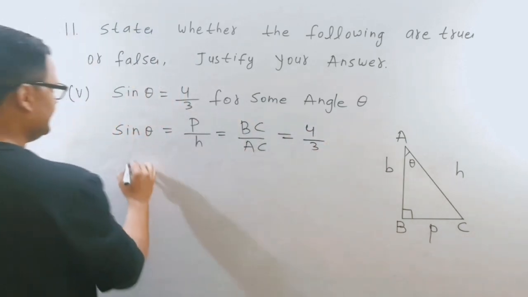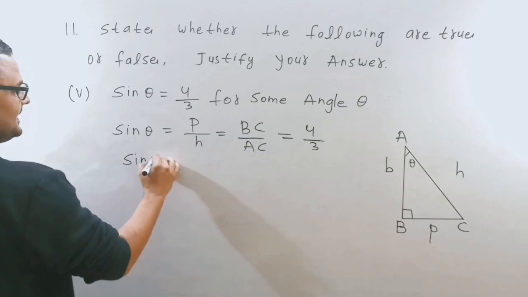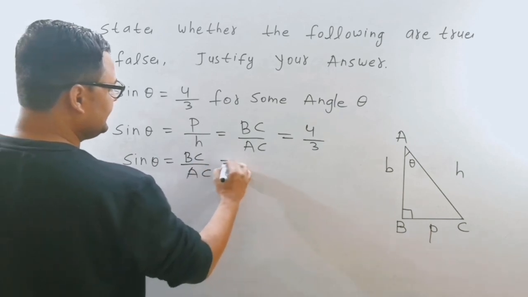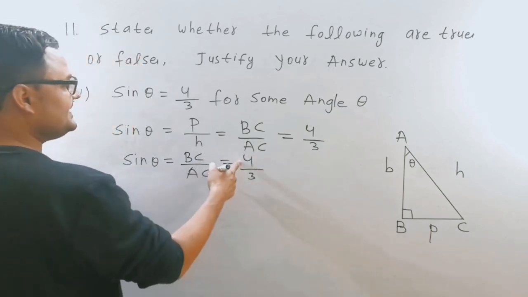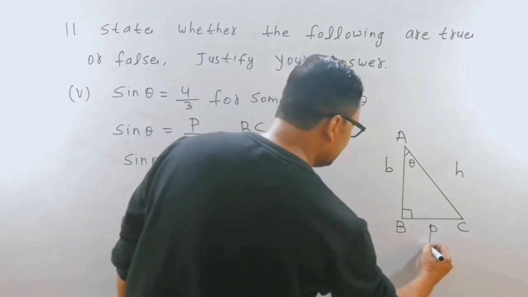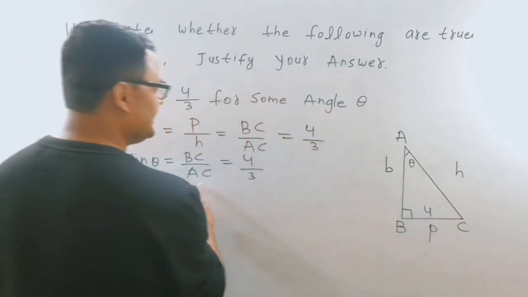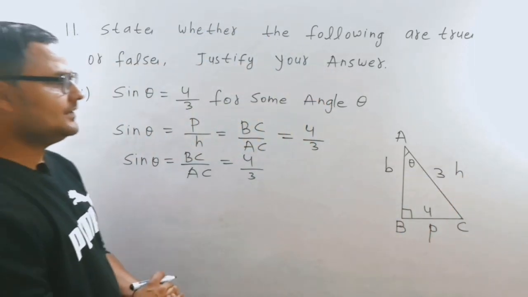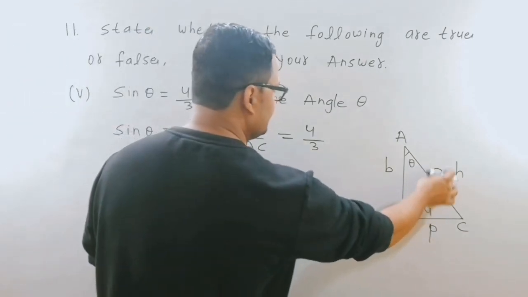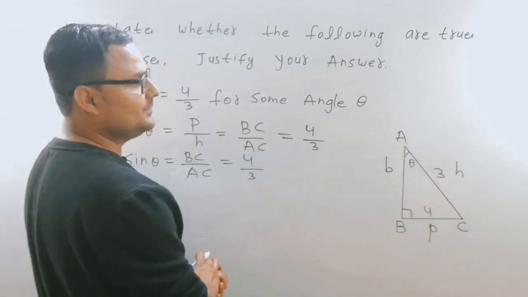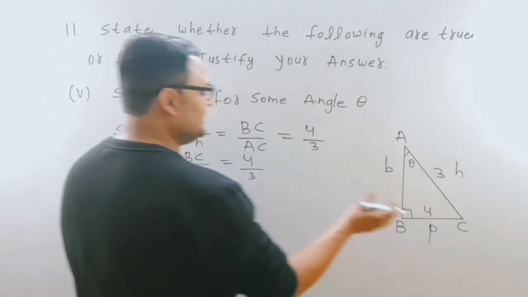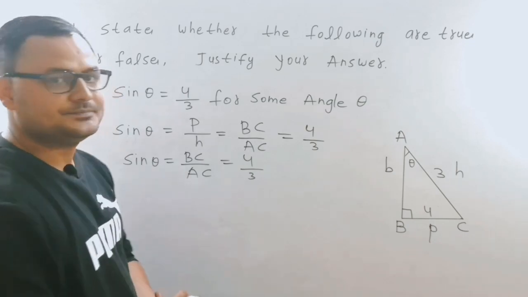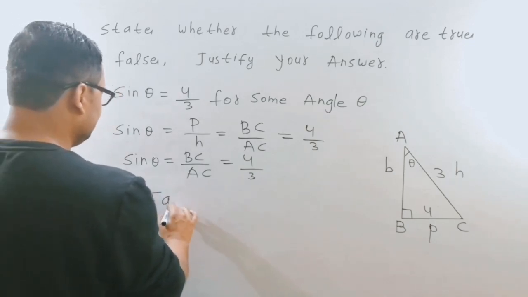It means sin theta equals BC by AC equals 4 by 3. So BC equals 4 and AC equals 3, and that is not possible. The hypotenuse cannot be less than the base and the perpendicular, because we know the hypotenuse is the longest side of a triangle. So that is false. That is not possible.